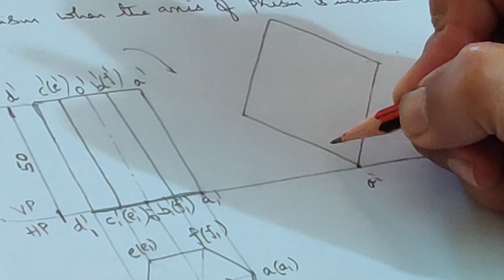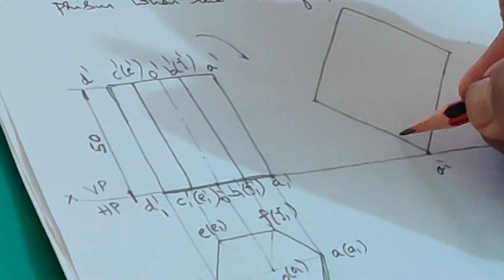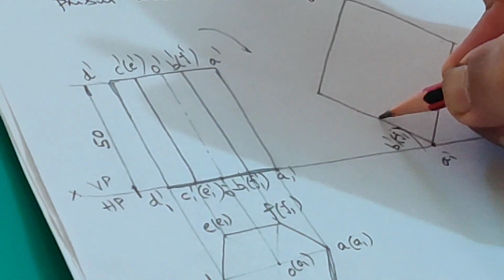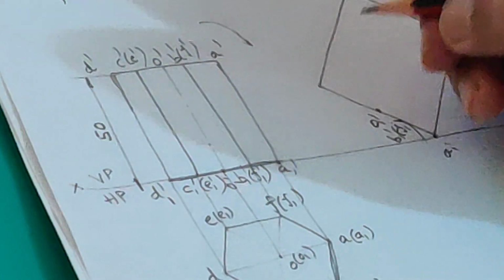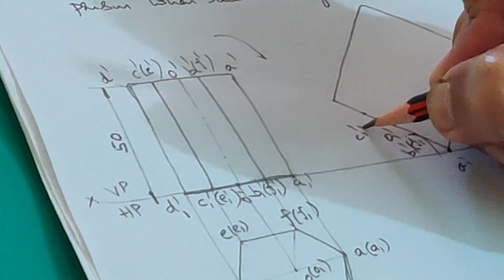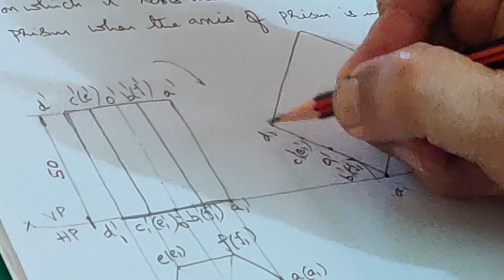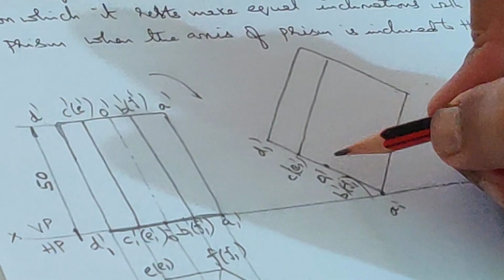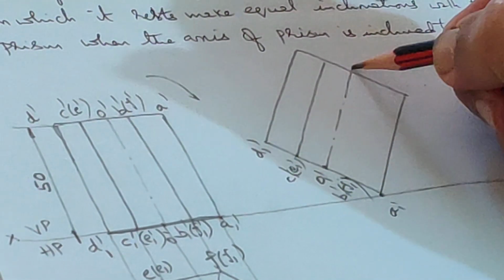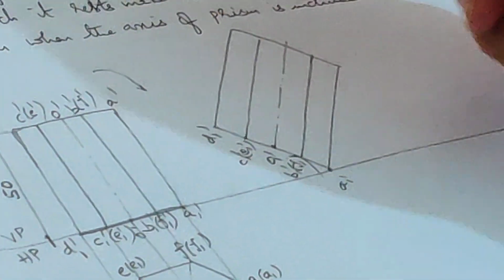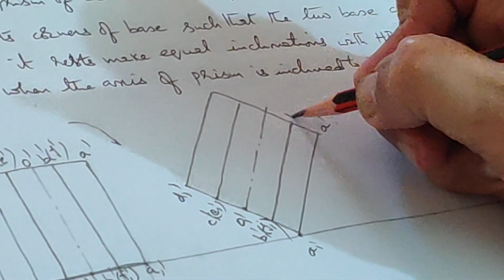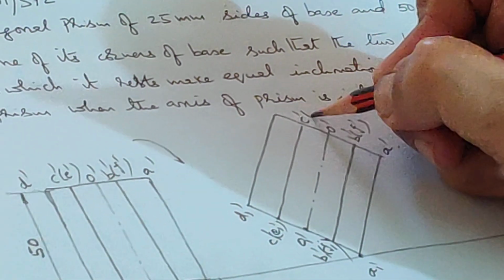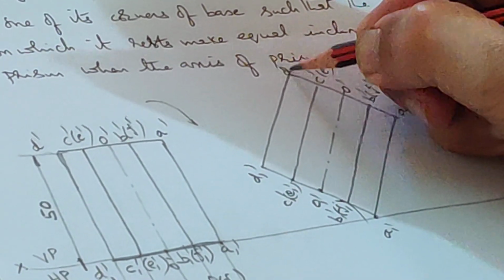Now let me mark the points from here to here. It's B1 dash, F1 dash. Then comes O1 dash. This is C1 dash, E1 dash. This is D1 dash. The lines will be drawn as they are in the first step. This is A dash, B dash, F dash, O dash, C dash, E dash, and then D dash.